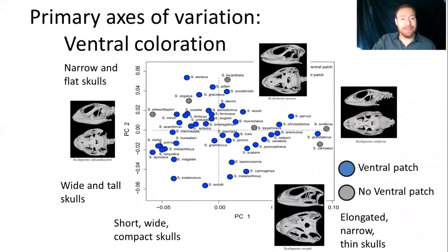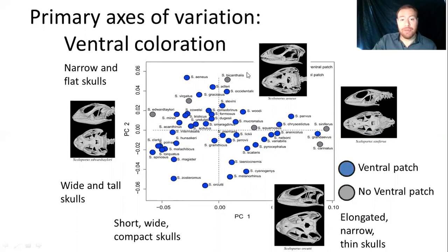So we're just going to get right into the results here. This is a PCA of a morphospace of the skull shape in Sceloporus lizards. I'm just going to walk you through this plot. Positive loadings on PC1 indicate an elongated, narrow, thin skull, while negative loadings indicate a short, wide, and more robust skull. Positive loadings on PC2 indicate a narrow and flat skull, while negative loadings indicate a wide and tall skull. I've color-coded these points so that a blue point indicates a species with a ventral patch, and a gray point indicates a species without a ventral patch.